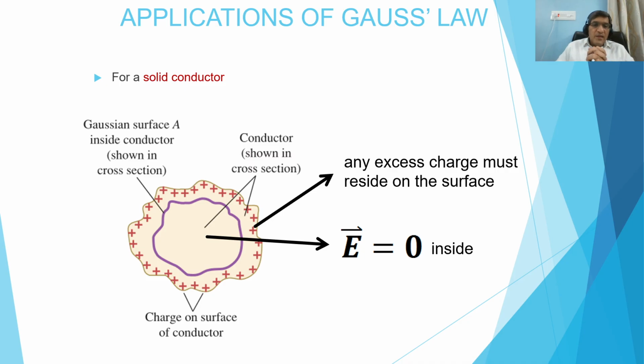So basically, any charge always resides on the surface. This is another property of the conductor. If there is any charge, then it must reside on the surface. So we have to draw a Gaussian surface inside the conductor, and we see that the electric field inside the Gaussian surface and outside the Gaussian surface is zero.